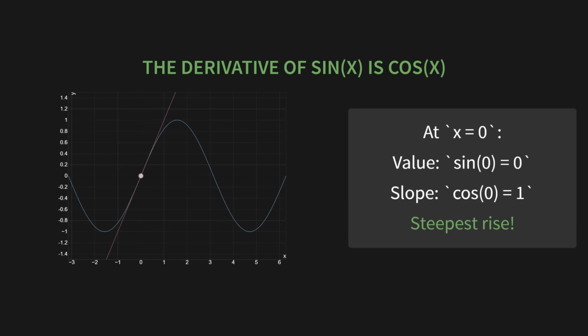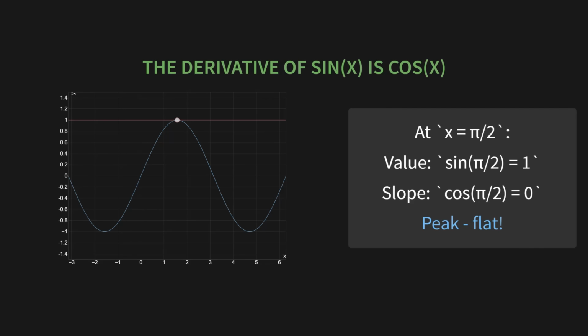We start at x equals 0. The value sine of 0 is 0. But look at the graph. It's at its steepest point, going up. The slope is exactly 1. And what's cosine of 0? It's 1. Steepest rise. Okay, let's slide over to the peak. At x equals pi over 2, the value sine of pi over 2 is 1. But at a peak, the graph is momentarily flat. The slope is 0, and cosine of pi over 2 is 0. It's a perfect match.